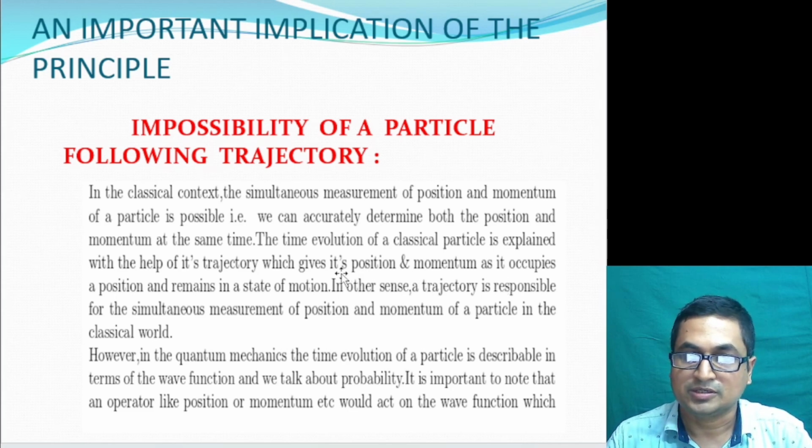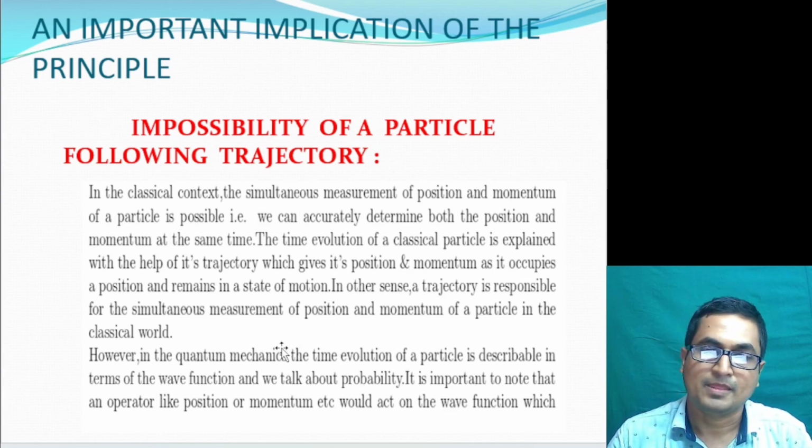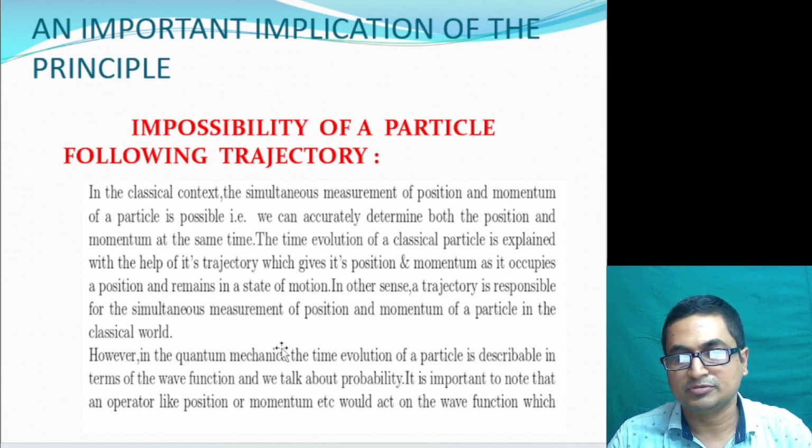And since both the position and momentum can be determined from the trajectory, it means that simultaneous measurement of position and momentum in the classical world is possible, and it's only because the trajectory is possible for a particle in a classical world.